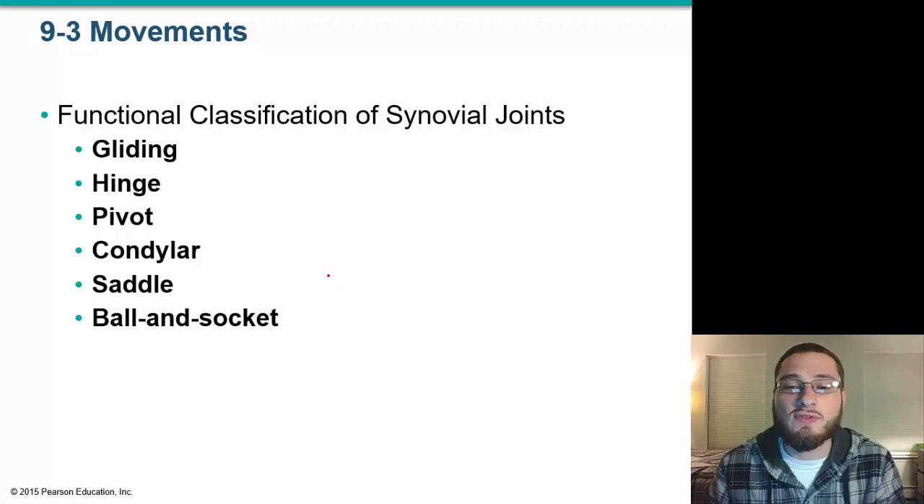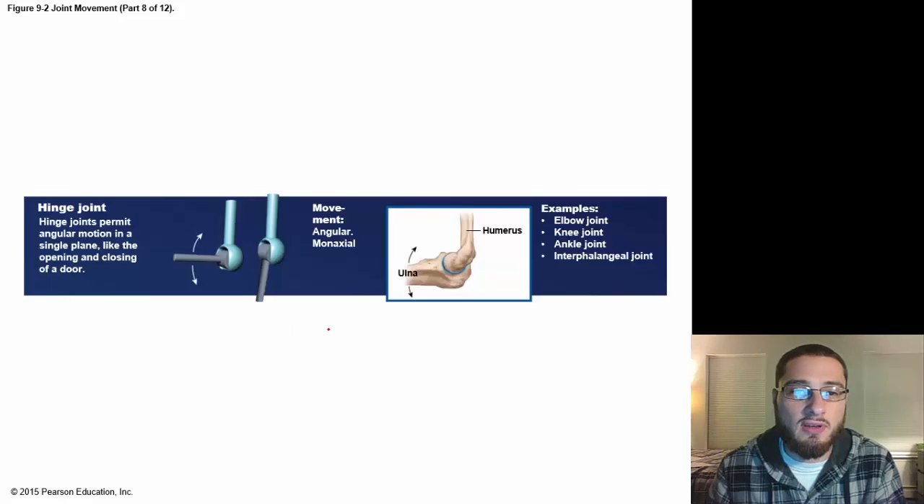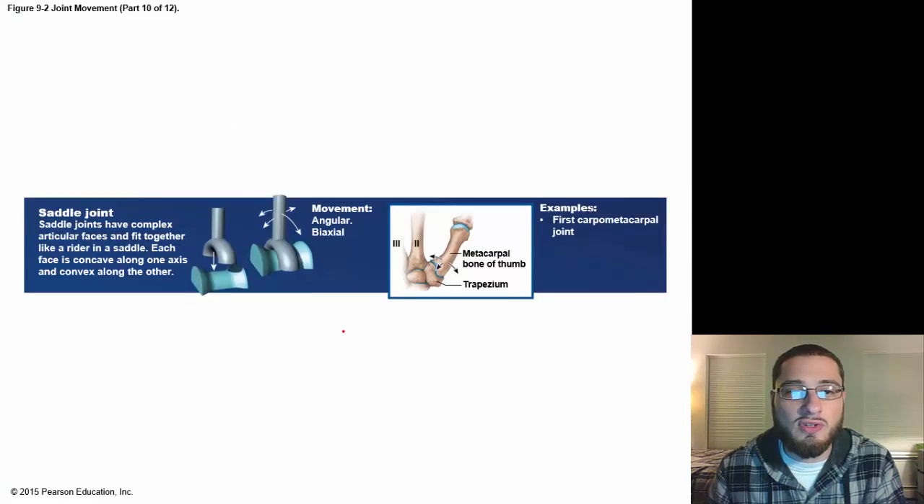You have functional classification of synovial joints: gliding, hinge, pivot, condylar, saddle, and ball and socket. Okay, you can go over those in the textbook and really understand which ones are which.